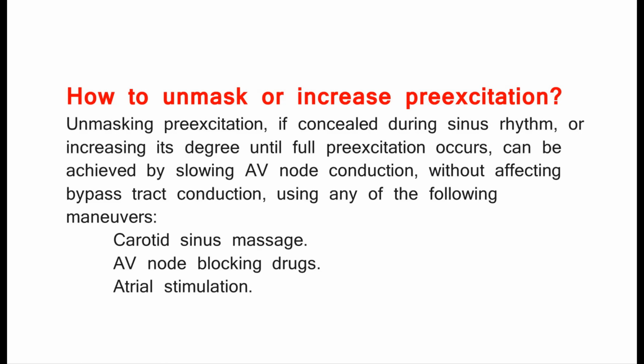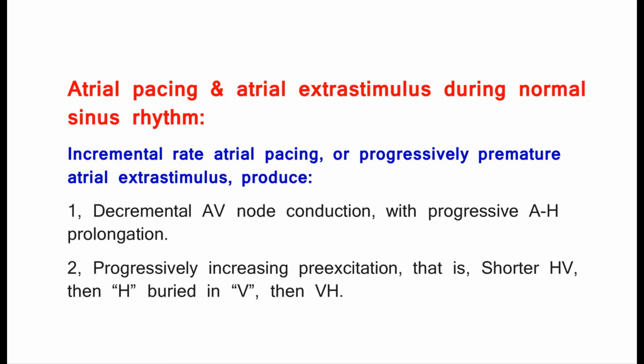Atrial stimulation. Atrial pacing and atrial extrastimulus during normal sinus rhythm. Incremental rate atrial pacing, or progressively premature atrial extrastimulus, produce: 1. Decremental AV node conduction, with progressive AH prolongation. 2. Progressively increasing pre-excitation, that is, shorter HV, then H buried in V, then VH.